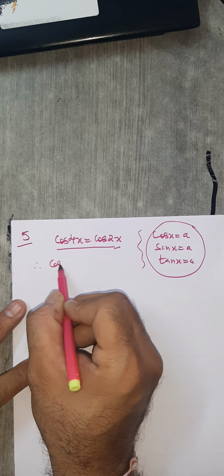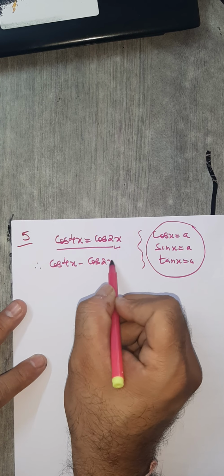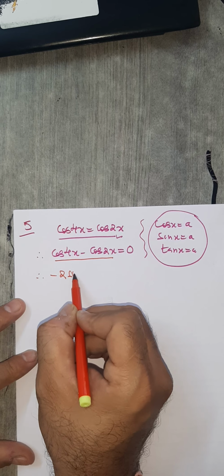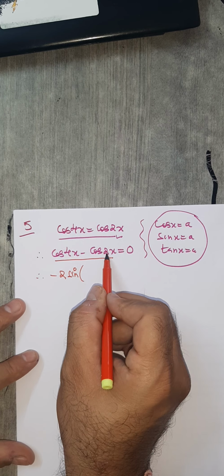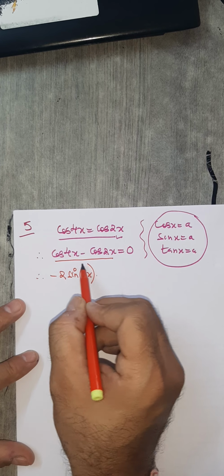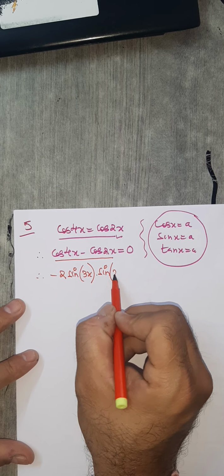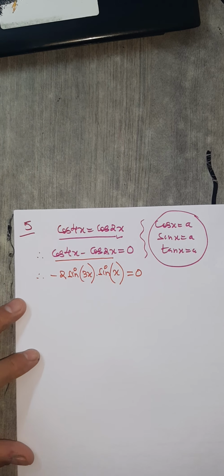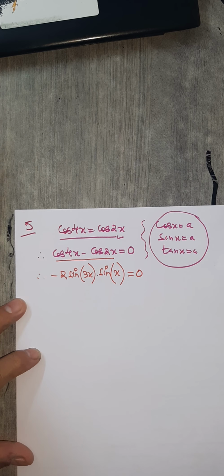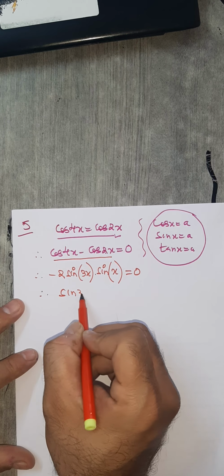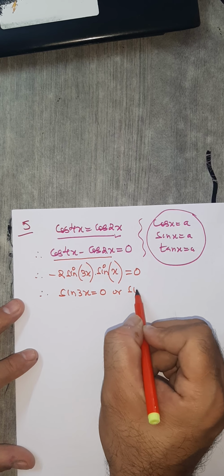So what we'll do first, we put it in equals to 0 form. This is a very common method. Now you use cos C minus cos D, which is known to you. What is cos C minus cos D? Minus 2 sin of (C+D)/2, which is 3x, into sin of (C−D)/2, which is 4x minus 2x over 2, equals 0. Minus 2 can never be 0, so either sin 3x must be 0 or sin x equals 0.